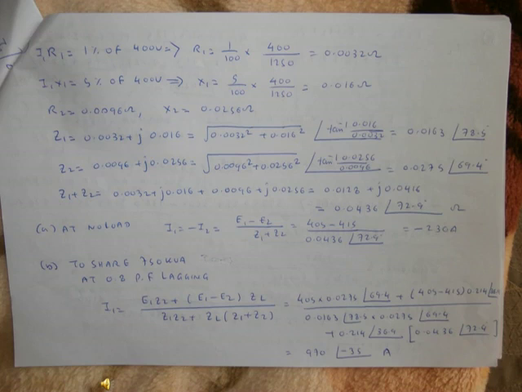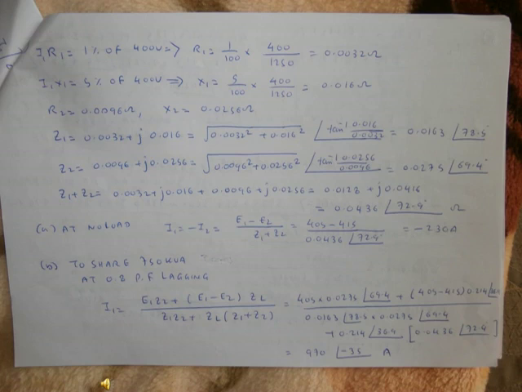So Z1 plus Z2 is equal to 0.0032 plus j0.016 plus 0.0096 plus j0.0256. So you get 0.0128 plus j0.0416, which is 0.0436 angle 72.9 degree ohm. At no load, I1 is equal to minus I2. So we substitute in the formula (E1 minus E2) divided by (Z1 plus Z2). That is 405 minus 415 divided by 0.0436 angle 72.9, so you get minus 230 ampere.